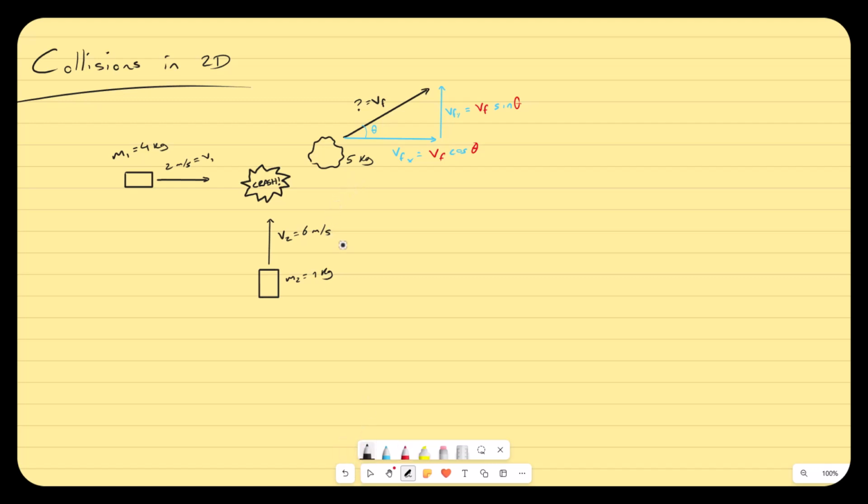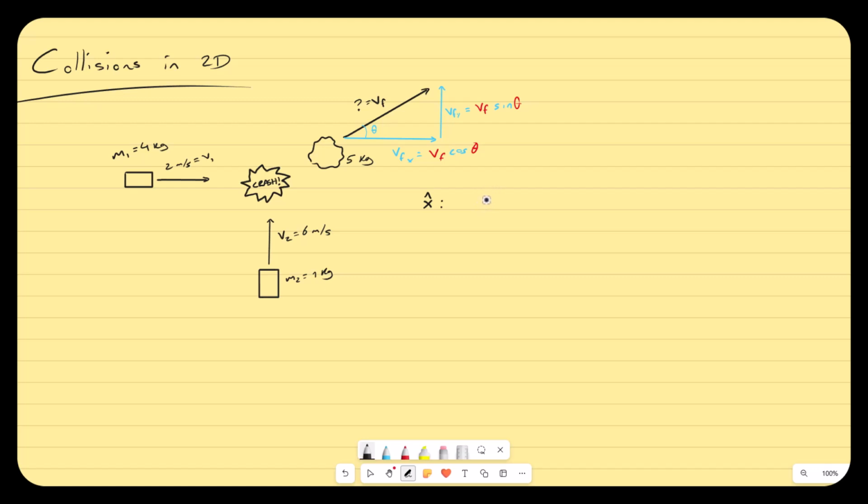So I know how to do this problem in 1 dimension. I just take my initial momentum, set it equal to my final momentum, and solve. I'm going to do the same thing here. In the x direction, because momentum's a vector, I can conserve my momentum in x and in y separately, and then put them back together at the end.